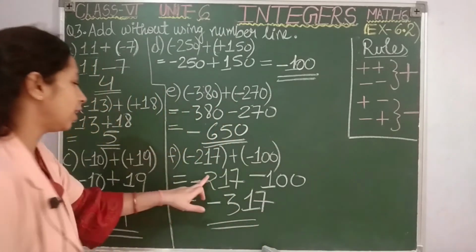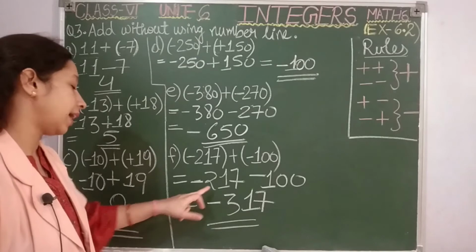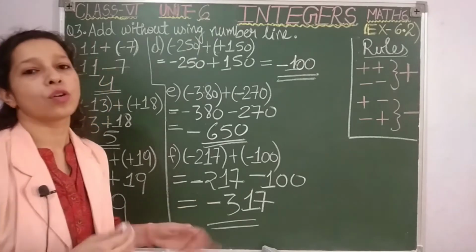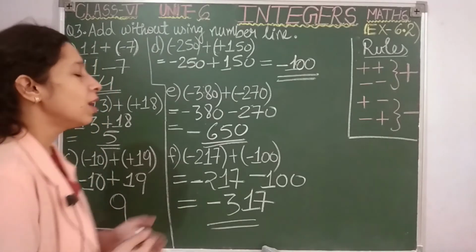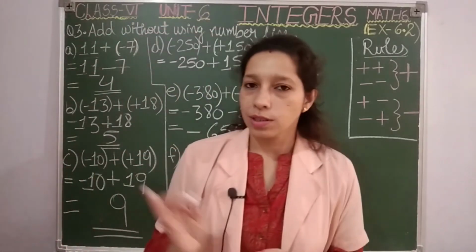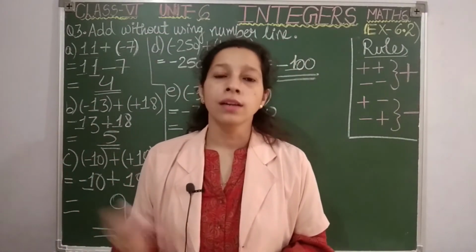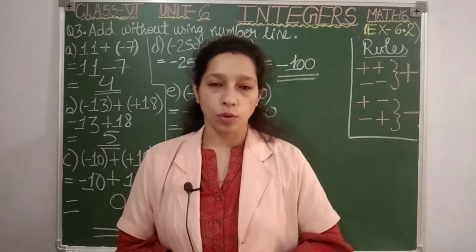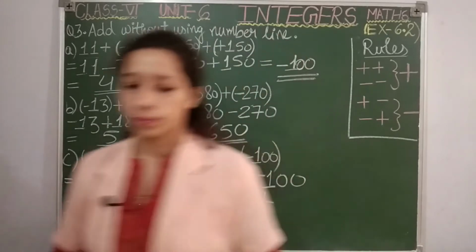Why minus 317? You can see 217 is the greater number with minus sign, so in answer also minus sign will come. So like this, if you know the rules, easily you can add or subtract the given integers. Okay, students, note it down and then we'll see the next question.